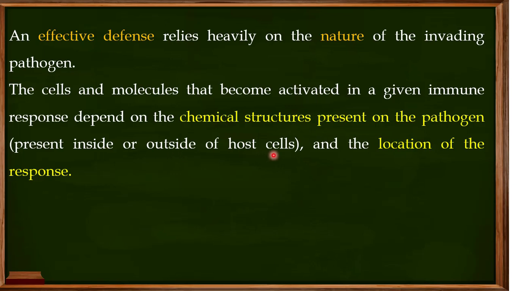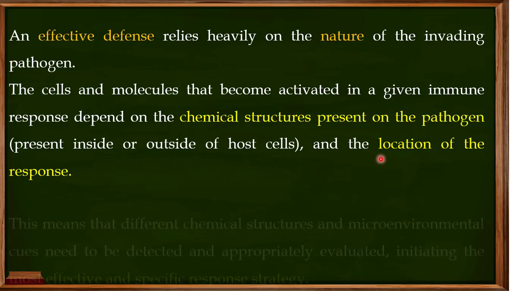If the pathogen is invading the cell, these chemical structures would be present inside the cell, and if they are not invading the cell, they are in the extracellular matrix, outside the host cell. These are the two important things responsible for the activation of specific immune cells and molecules of an immune response: the chemical structures present on the pathogen and the location of the response.